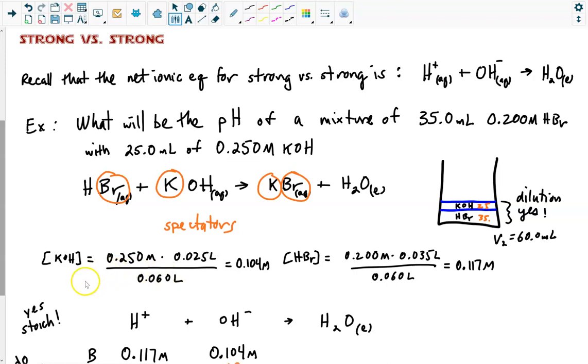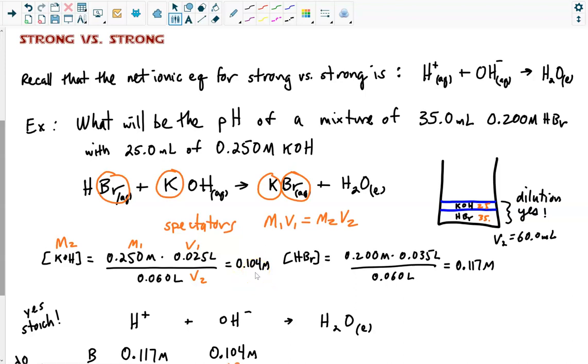So remember, whenever you do a dilution, you use that equation, molarity 1 times volume 1 equals molarity 2 times volume 2. And so for KOH, the concentration of KOH in the dilution would be basically molarity 2, right? It's going to be molarity 1, that's the molarity of the KOH, times the original volume of the KOH, and then divided by volume 2, okay? And you end up with, in this case, 0.104 molar.